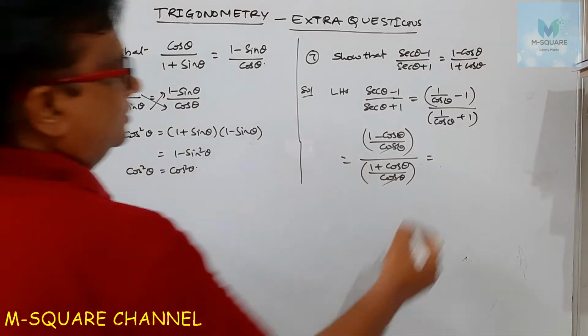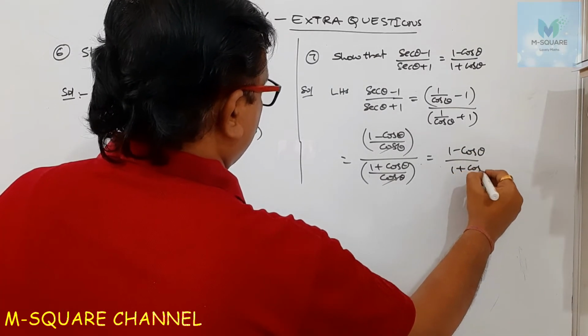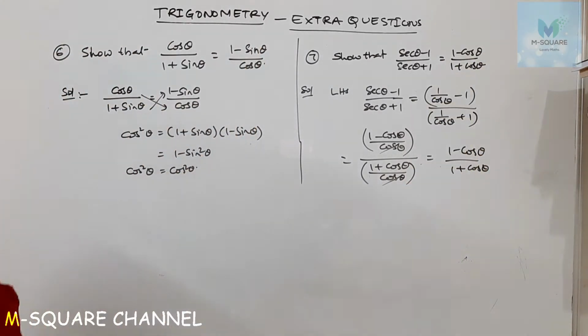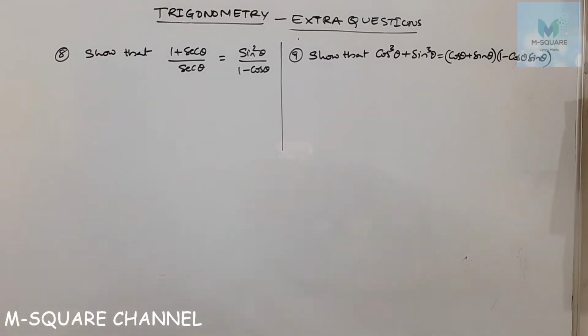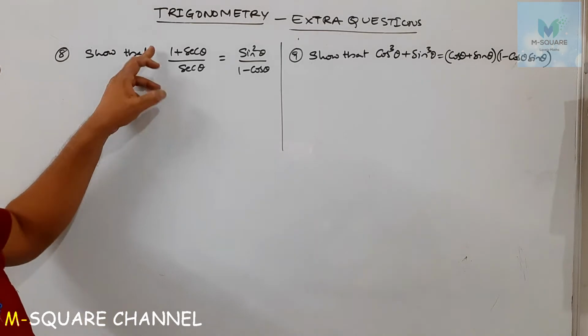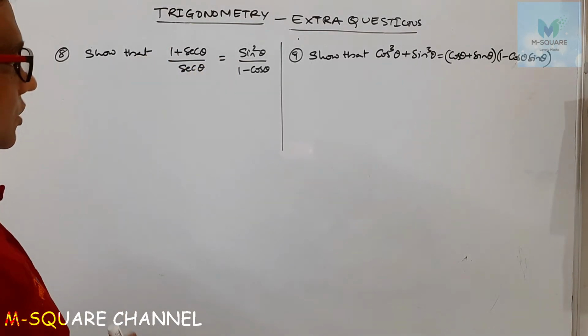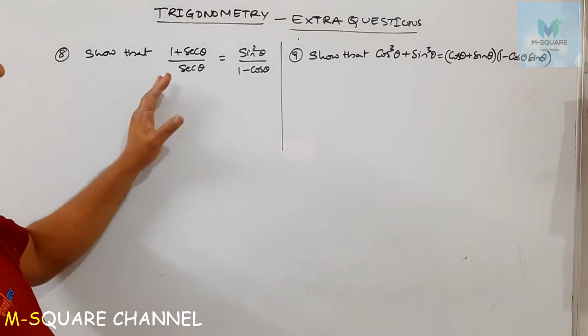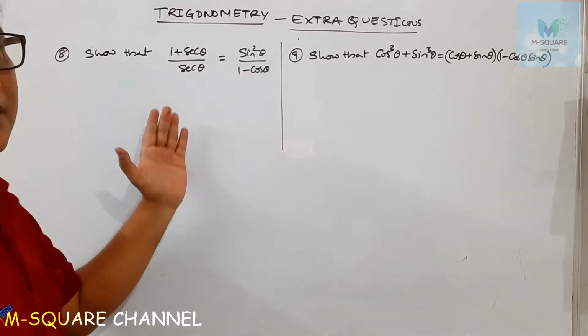Cos theta cancels, so we get 1 minus cos theta by 1 plus cos theta. This is the 7th question's answer. In the next question, show that (1 plus secant theta) by secant theta equals sin square theta by 1 minus cos theta. You can prove it separately and we can get the answers. Otherwise, from here to here we can travel.